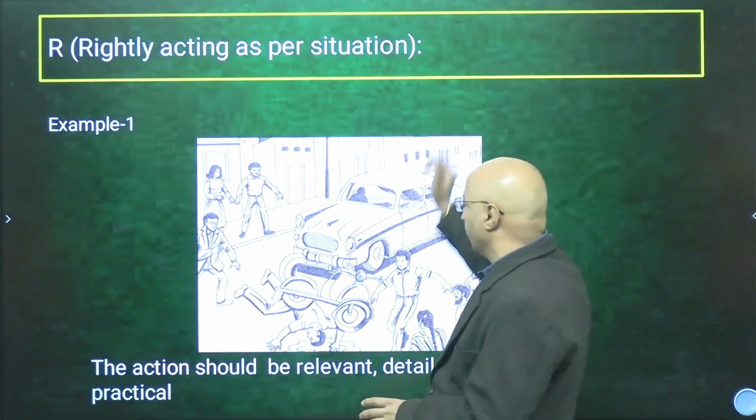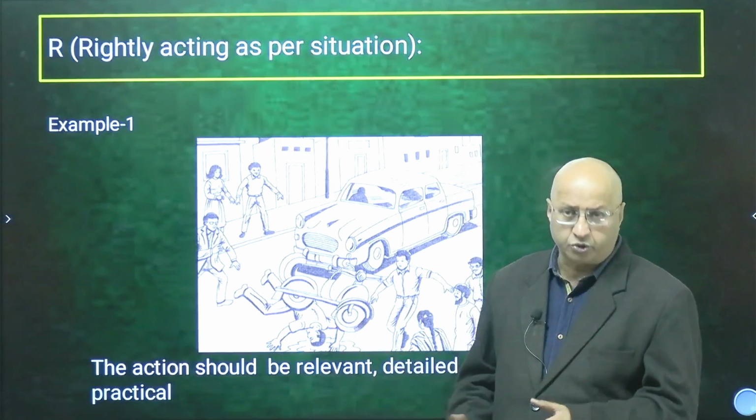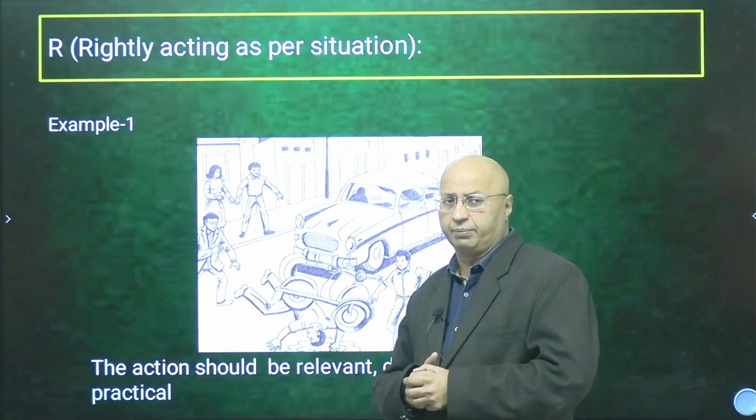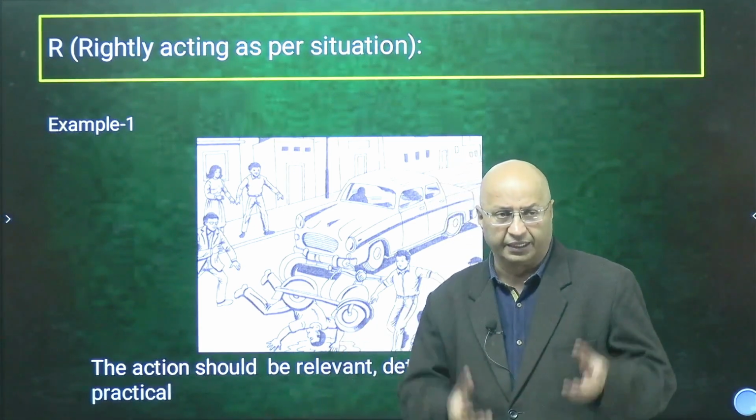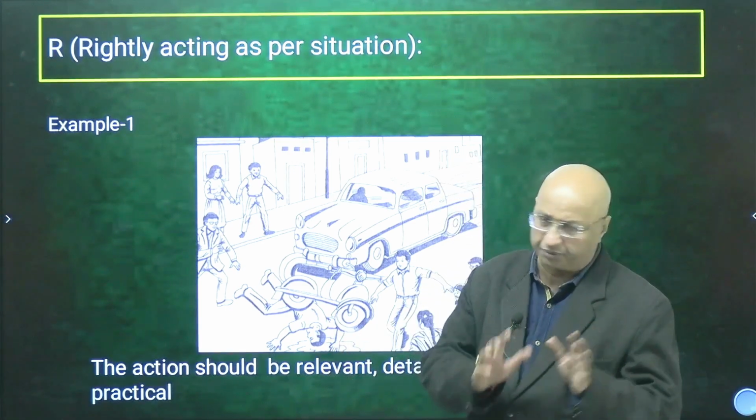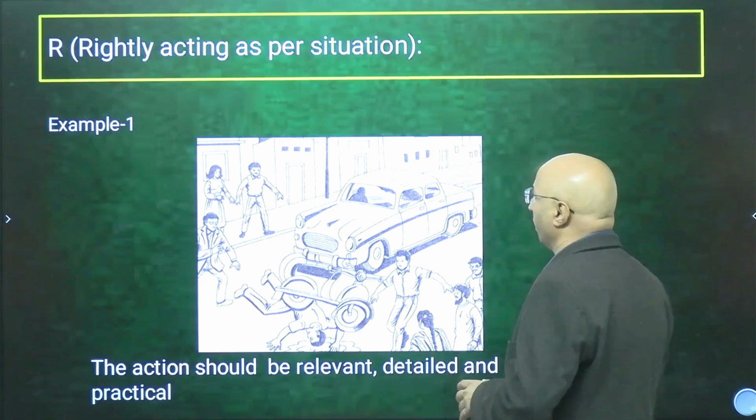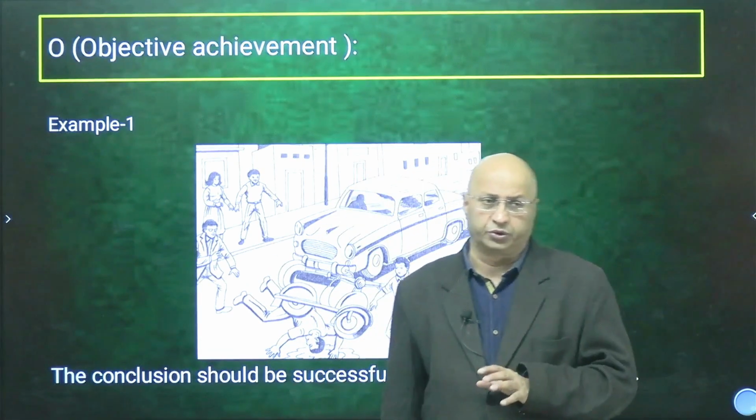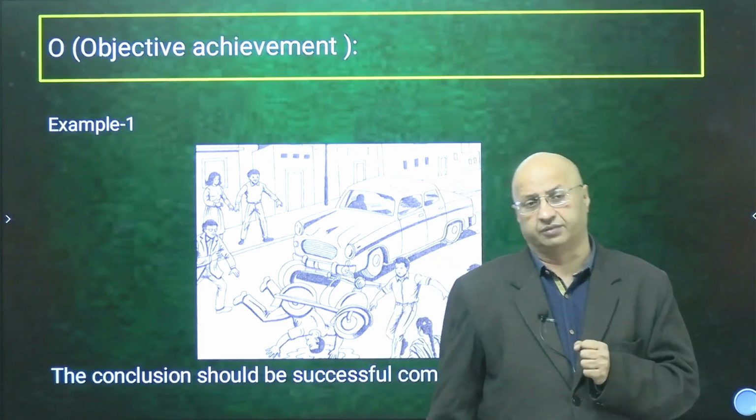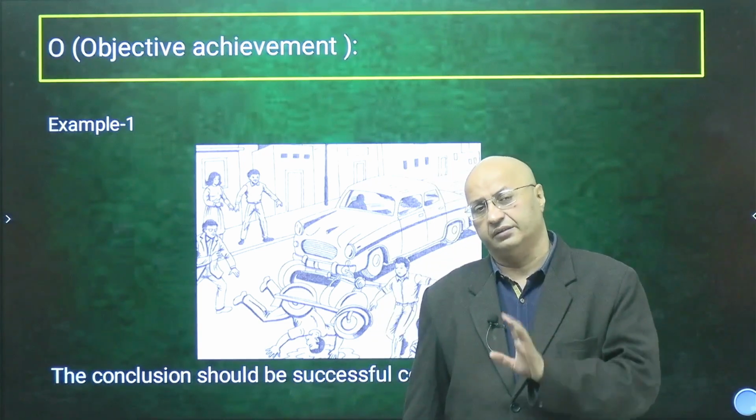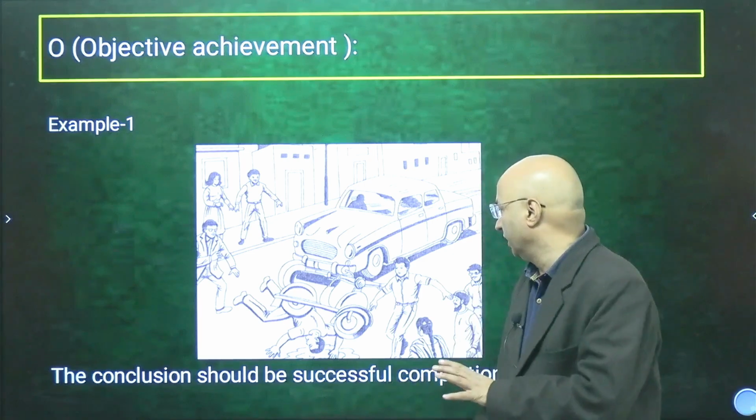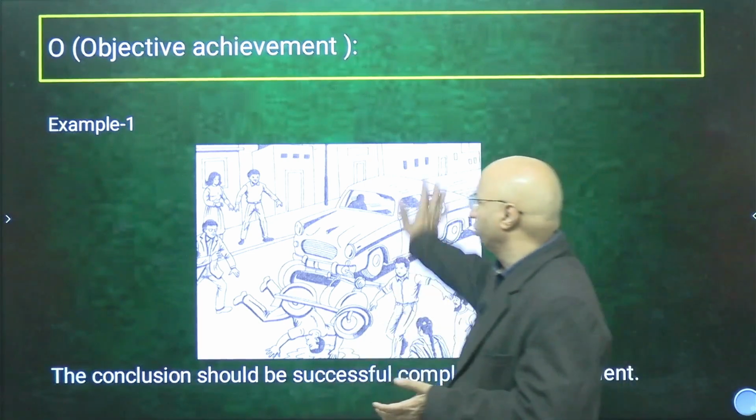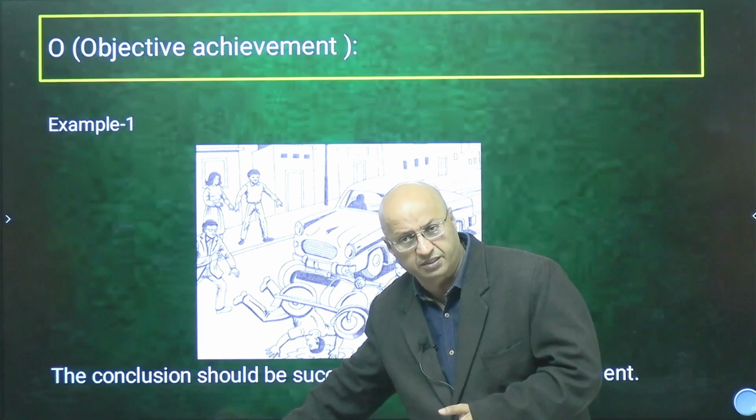Then rightly acting as per situation. The action should be relevant, detailed, and practical. It should not be that suddenly they thought of getting a helicopter there. Write something natural. Then we come down to objective achievement. That is the last one, as I have told you in the superhero, is objective. The end of the story should be that yes, he was saved. The conclusion should be successful completion, achievement. Have you understood with this example of the accident, please?